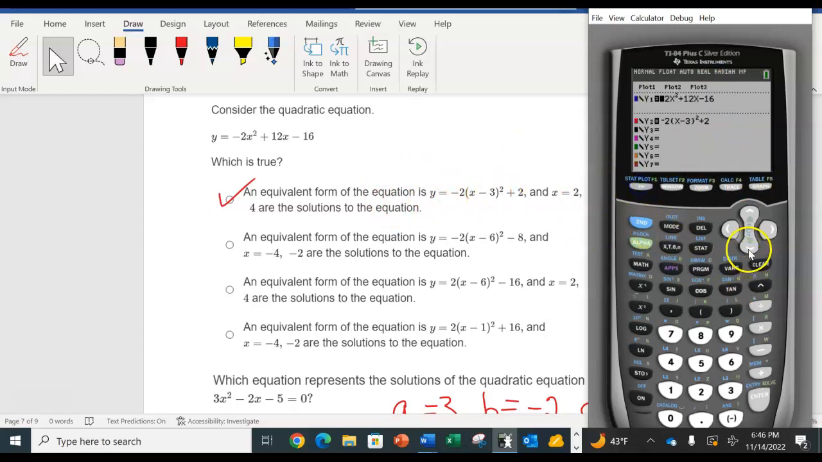You can quickly check these others, but they're not going to be equivalent. So if you want to do -2, parentheses, x minus 6 squared minus 8. This one has a different vertex, so you're going to see that function shows up different. And if you do the other two, you'll see the exact same thing. So this equation and this equation are equivalent, and x equals 2 and x equals 4 are your solutions.